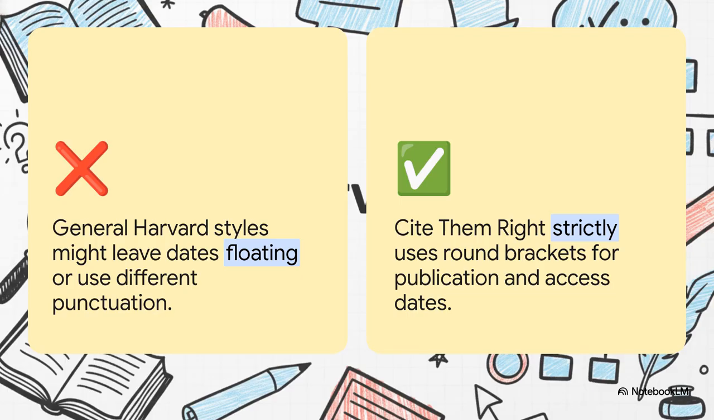And here's the visual giveaway that sets it apart. While generic Harvard variations might leave dates floating around or use square brackets, Cite Them Right has a strict, non-negotiable rule. You absolutely must surround both your publication dates and your online access dates in round parentheses, just standard round brackets. It's a tiny detail, I know, but it is the absolute signature of this specific style.